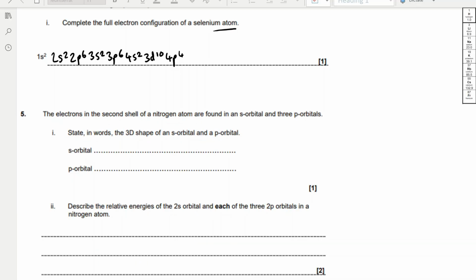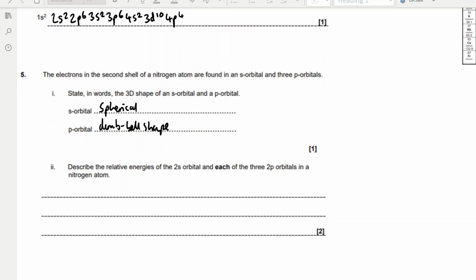Question 5. The electrons in the second shell of a nitrogen atom are found in an s orbital and 3 p orbitals. State, in words, the 3D shape of an s orbital and a p orbital. So s orbitals we know from earlier are spherical, and p orbitals are dumbbell shaped. Different examples have different names for the shapes of p orbitals, but for OCR it is dumbbell shaped.